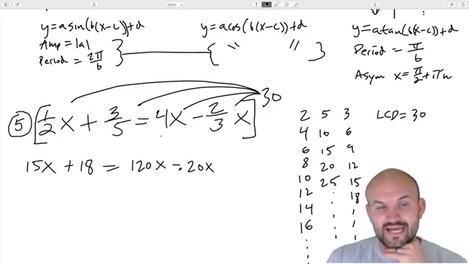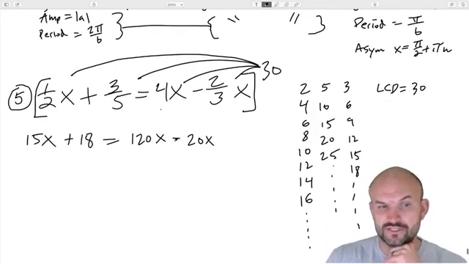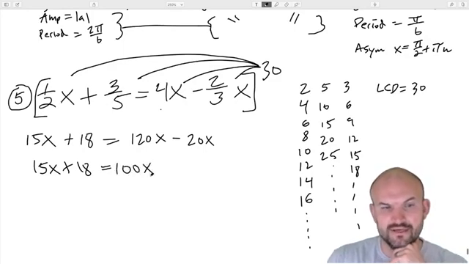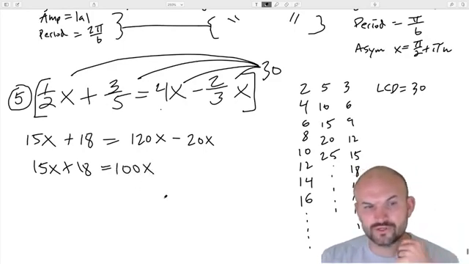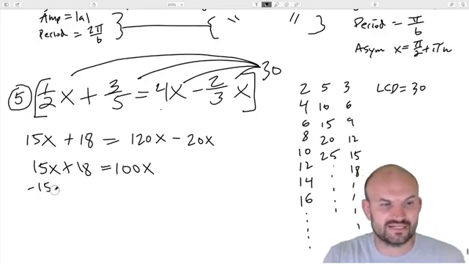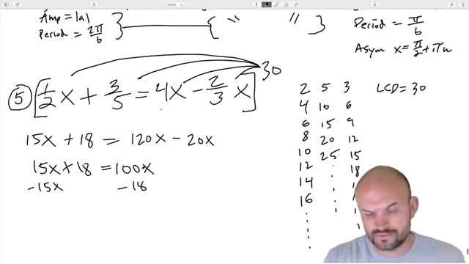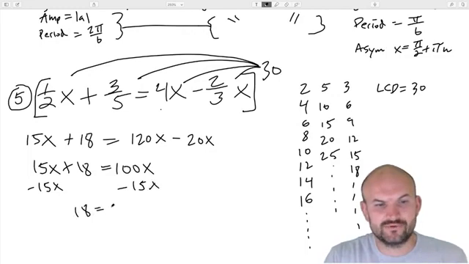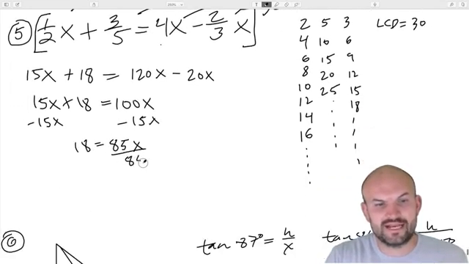So now you can see that I have 120x minus 20x, and those are like terms. So I have 15x plus 18 equals, and that gives me 100x. Then again, now we just really want to work to getting our variable on the same side. So I'm going to subtract a 15x. Okay, and I get 18 is going to equal 85x. And then I will just divide by 85 on both sides.